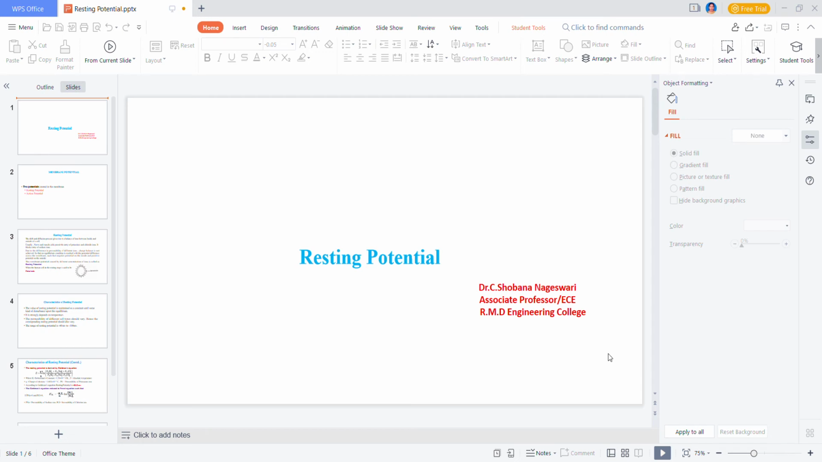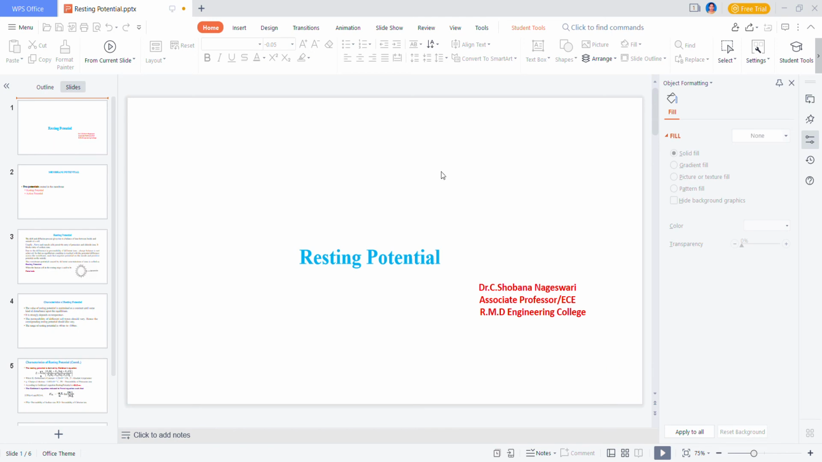The resting potential is a negative potential, because we measure inside the cell with reference to the outside. So the measuring electrode we place inside, so the resting potential is negative.